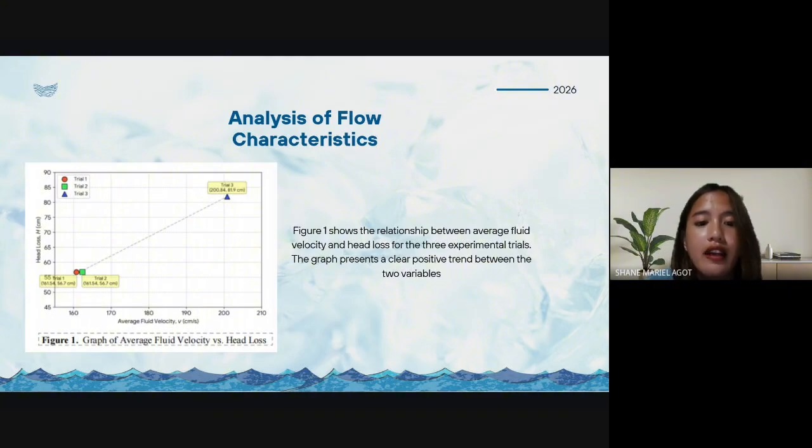In trial 3, the velocity increased to approximately 200.84 centimeters per second, and the head loss also increased significantly to about 81.9 centimeters. So the result shows that as the fluid moves faster through the pipes, friction inside the pipe becomes greater. Because of this increased friction, more energy is lost, leading to a higher head loss. So, to move on to the next characteristics.